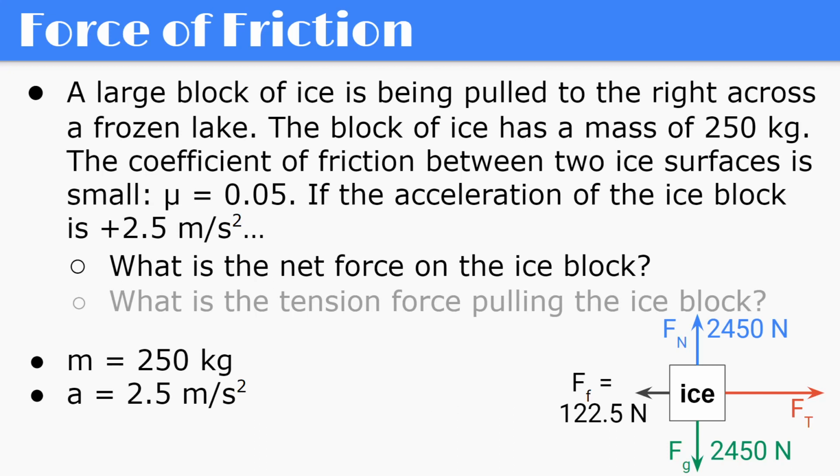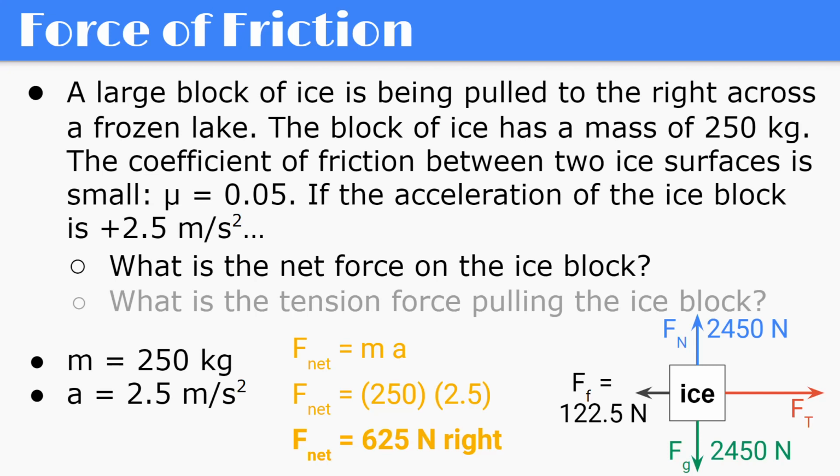What is the net force on the ice block? Net force, I could find it if I had all the forces in my diagram. I could actually find it that way, but I don't. So the other way you can find net force is with the net force equation, F net equals m times a, mass times acceleration, and I do have that information. They're both in the question. That's 250 times 2.5, and that gives me a net force of 625 newtons, and it's positive, or to the right. So there's my net force.